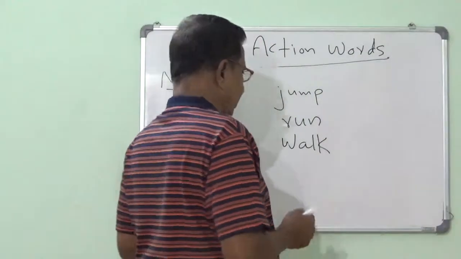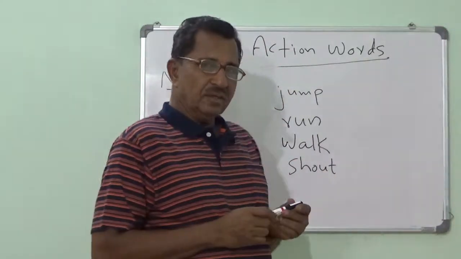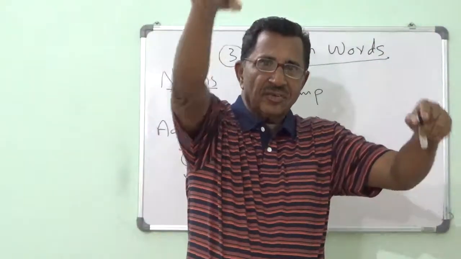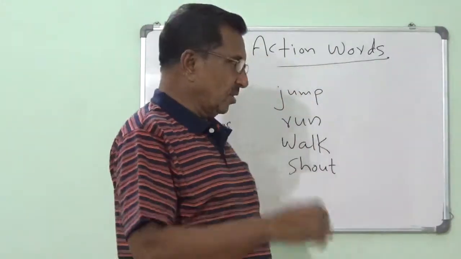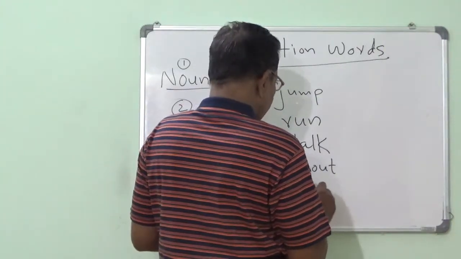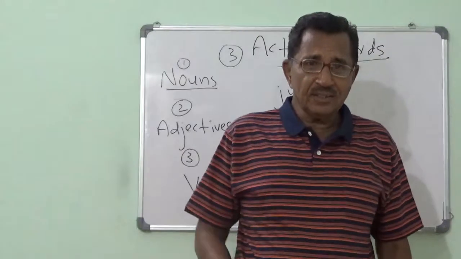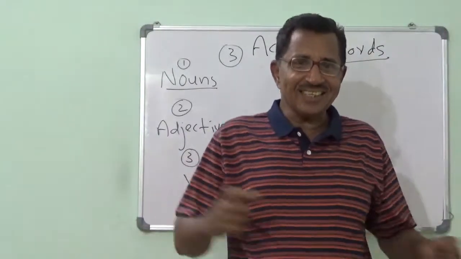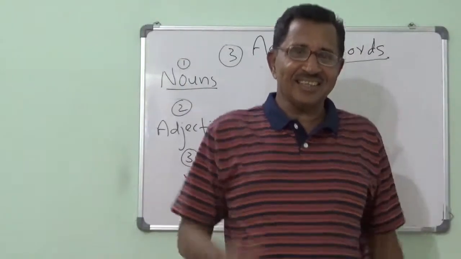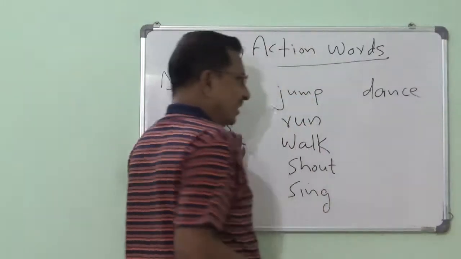You have got shout. Shouting. Loudly say, Vishnu. Shout. Talk. Shout. Then you have got the action verbs, familiar things you know already. Sing. Dance is another. Sing and dance. See, sing and dance. That is another one.